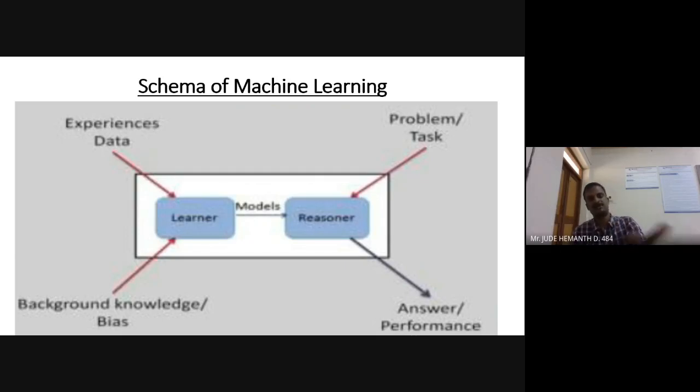So based on this learner, it creates a model. Now, once you have a model, the problem or the task is given. What is the problem or task? Any new image, if it is the case of face recognition, right?